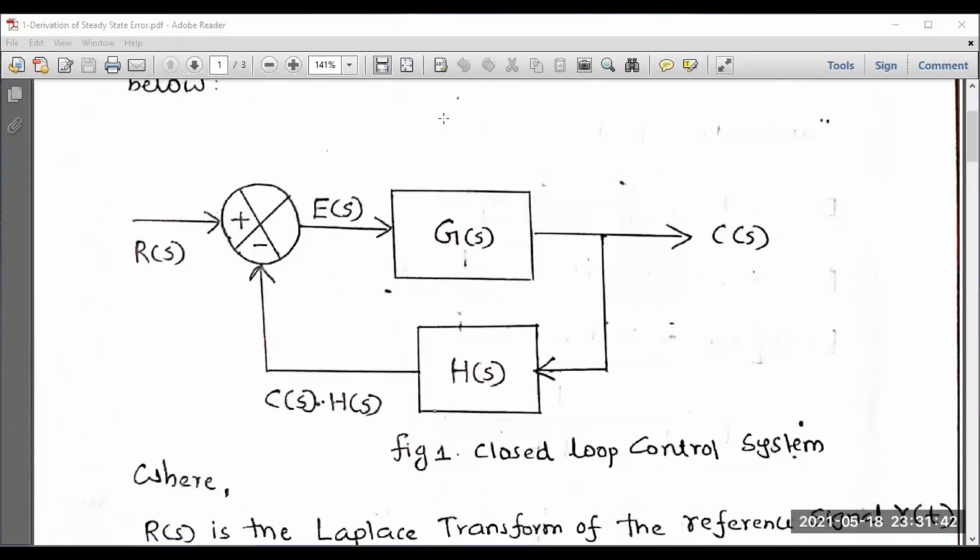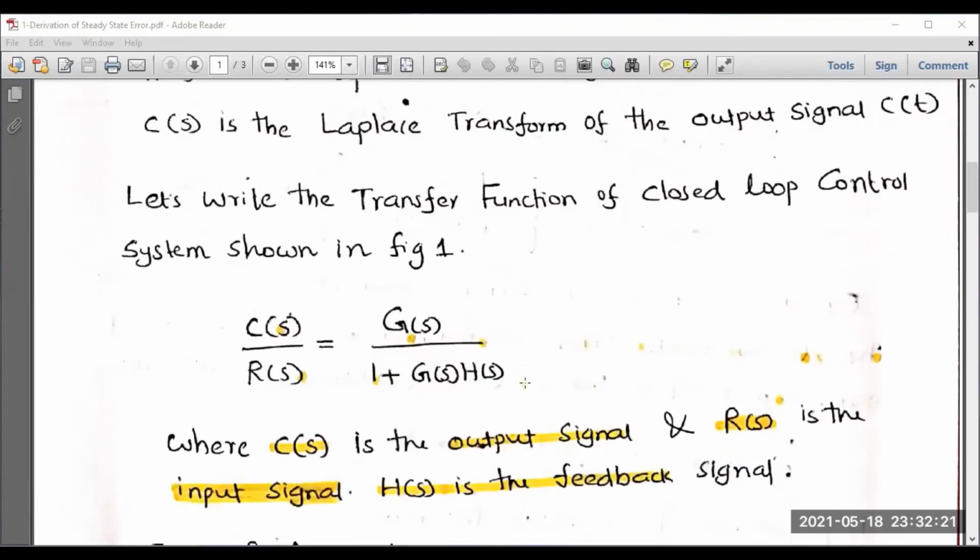What is the value of the feedback signal? Please look again at the diagram. This is your C of S. If you multiply C of S with H of S, you will get the total feedback signal. Remember that the feedback signal is equal to C of S times H of S. You have to recall the property of the block diagram. If you want to see that video, please click on the I button. It's available there, I'll be putting up that video, please go through it once. So the feedback signal is C of S times H of S, the total feedback signal. Why I am repeating is that this is required for the derivation.